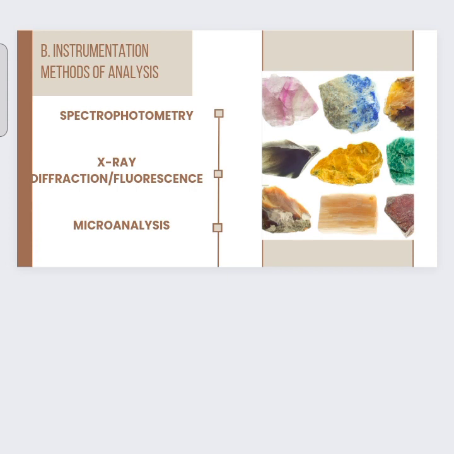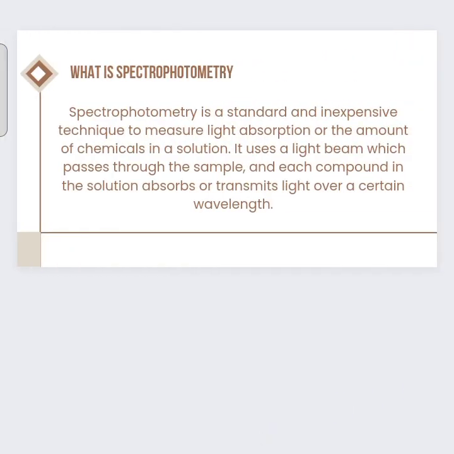Second, we talk about instrumentation methods of analysis. Under this, we have spectrophotometry, X-ray diffraction, and fluorescent microanalysis. What is spectrophotometry? It is a standard and expensive technique to measure light absorption or the amount of chemicals in a solution. It uses a light beam which passes through the sample, and each compound in the solution absorbs or transmits light over a certain wavelength.